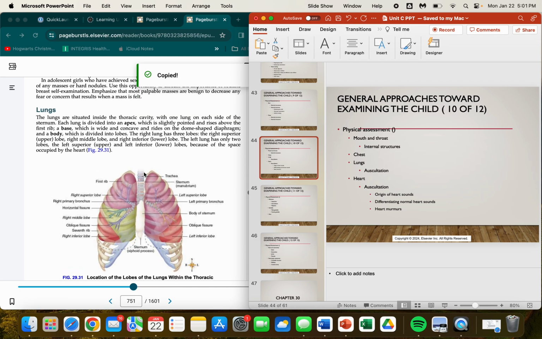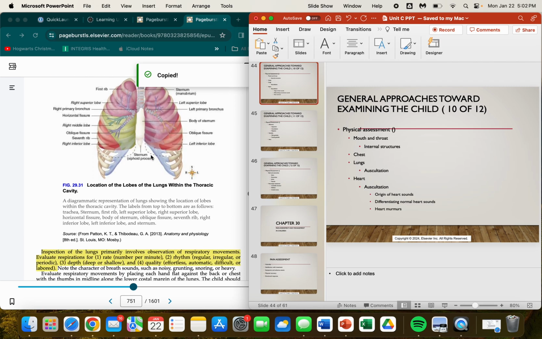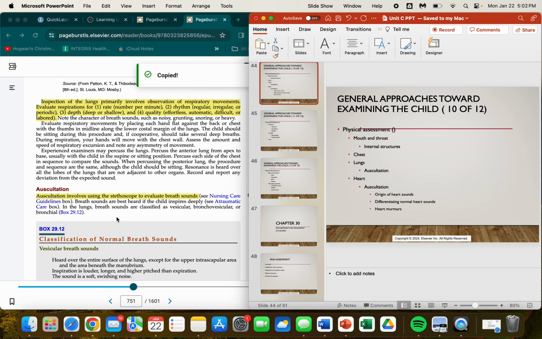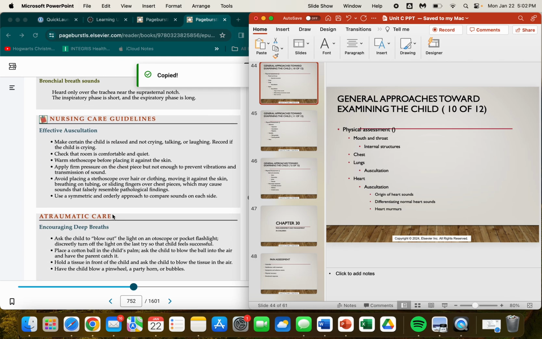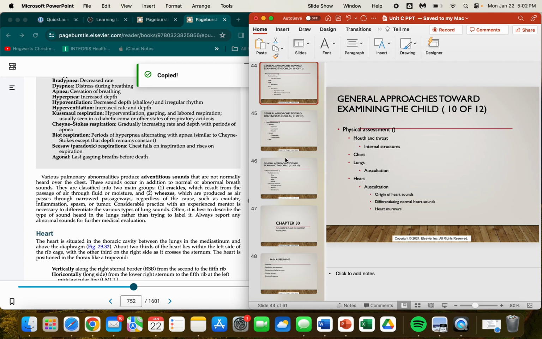Lungs are very similar to adults. We obviously want to note anything abnormal on lung sounds. We would want to do our inspection primarily, and then move on to anything else noted. So we would want to know our rate, our rhythm, our depth, and our quality. All of those things are important to note upon lung exam or lung assessment, and then auscultation of those sounds, which can be very similar to adults, but then there are a few things specific to kids that you may see more of, including stridor and things like that.